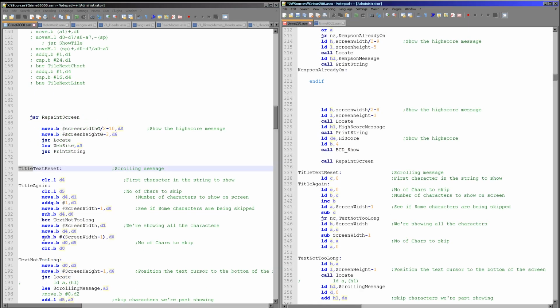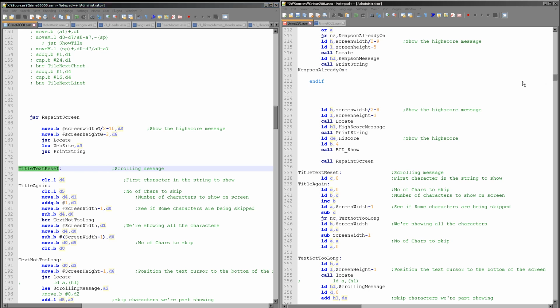Okay, so on the left hand side here we have the 68000 code, of course, and on the right hand side we have the Z80 code, and we're going to start looking from the title text reset command here, and we're going to look down and see what we're doing. Now, if you missed yesterday's episode, the way I'm doing things is I'm converting the Z80 registers to a 68000 register.